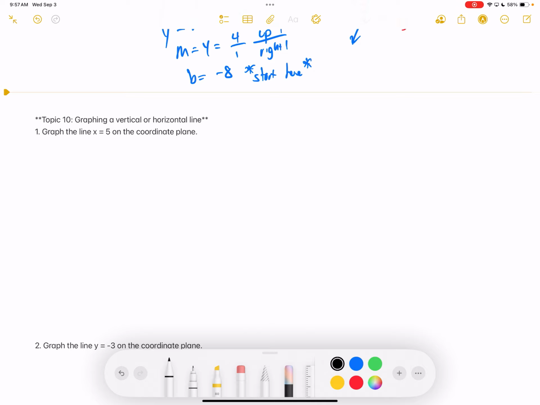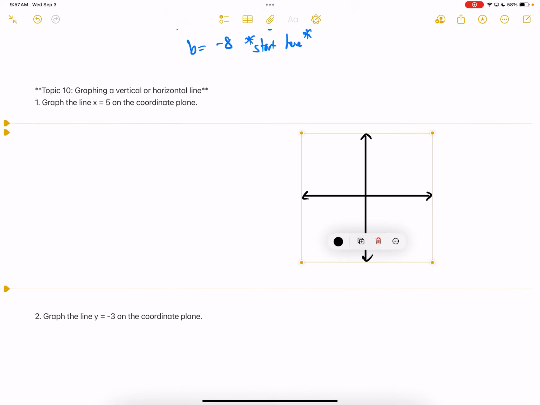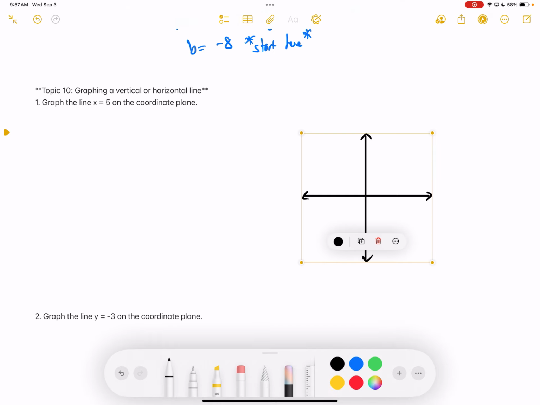All right, some weird case scenarios, or different case scenarios. These are actually pretty easy. You just got to know them, though. There's no rhyme or trick to it. I'll try to tell you some secrets.